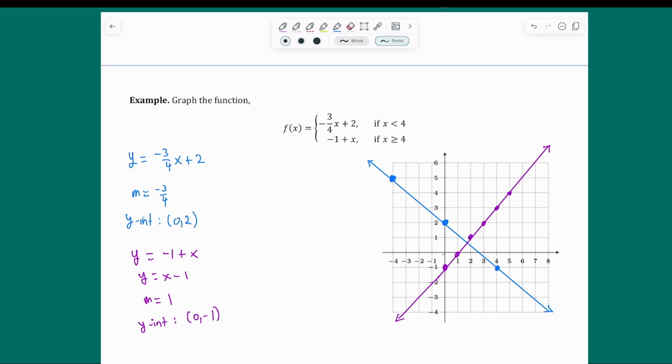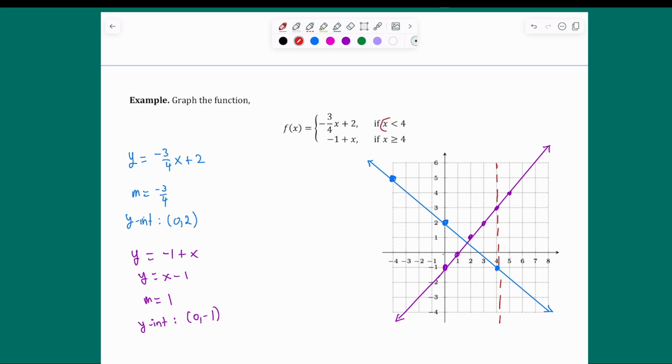Okay, so now I know that this is the graph of two lines, but my piecewise function for x less than 4 only takes on the blue line, right? And so what I'm going to do here is just kind of draw a vertical line here at 4. Okay, so I know to the left of that, it's going to be the blue line, and then to the right of that, it's going to be the purple line.